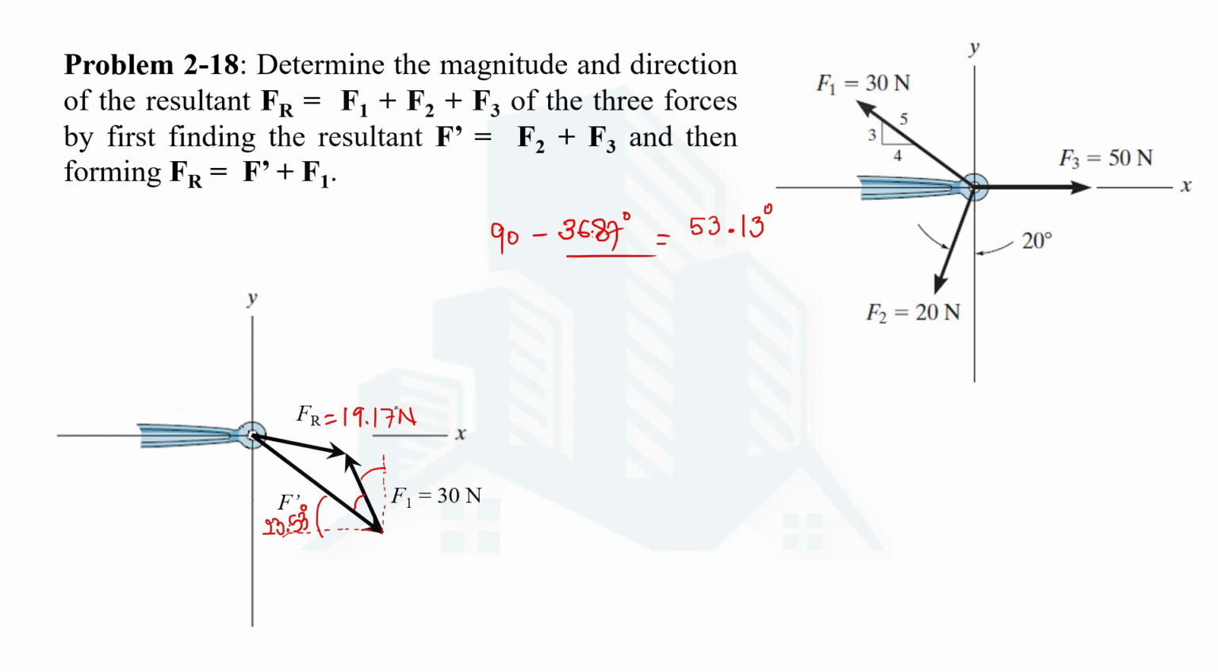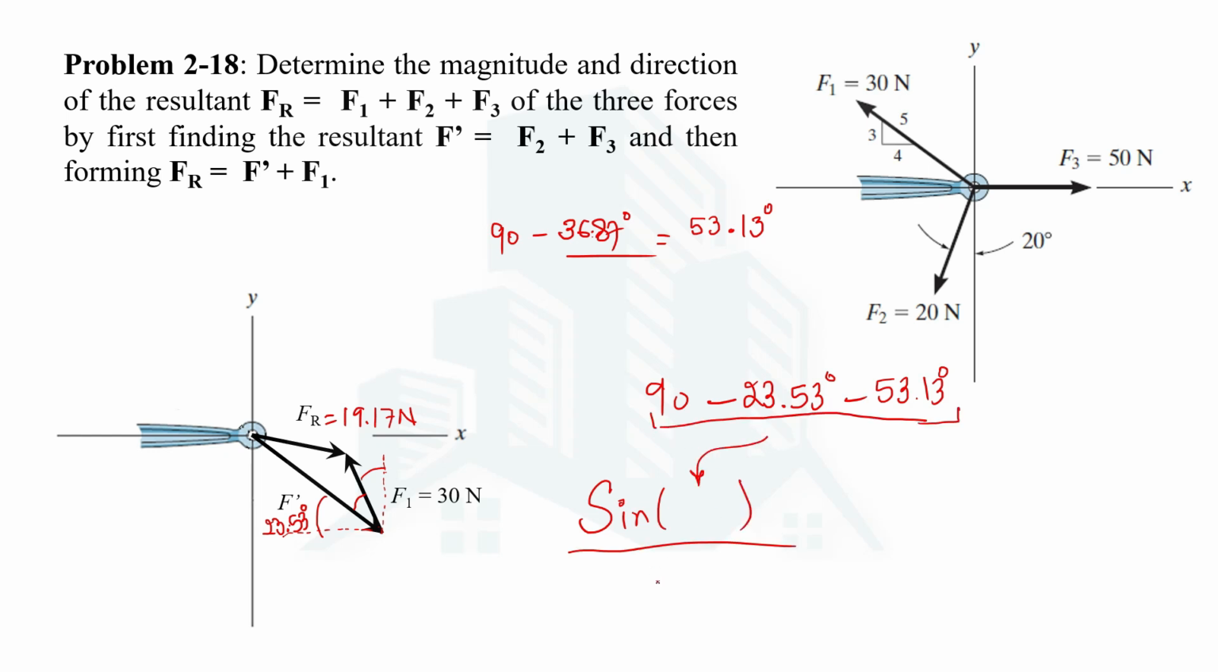So if you want this angle, then what we are going to do, you can see the total angle is 90. From here to here it's 90. We subtract 23.53, we will also subtract 53.13. So this will then give us this interior angle. Why we are doing this? Because this is going to be used in the sine law. So sine of this angle which you are going to put here will be divided by the magnitude, which is 19.17, the opposite side, which is F4.